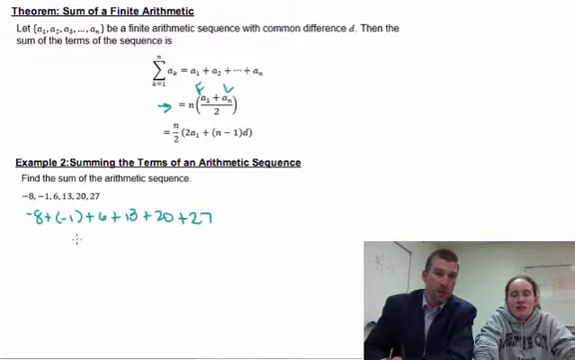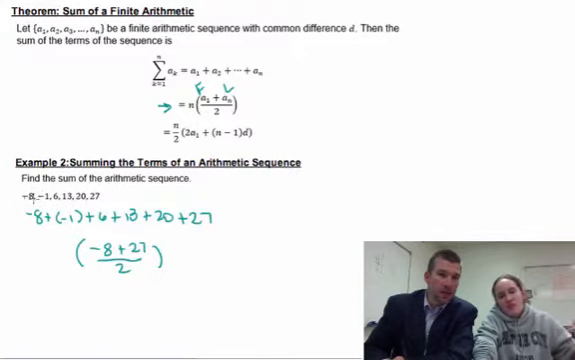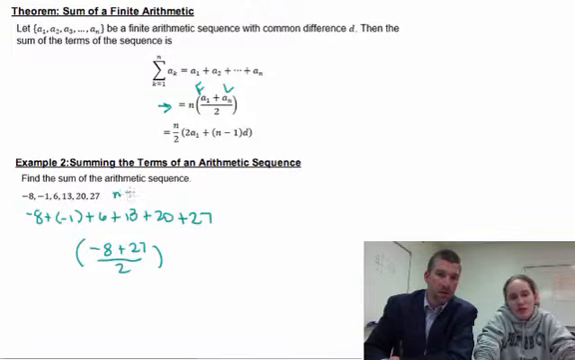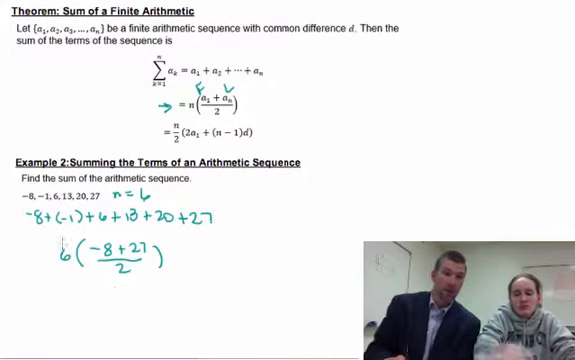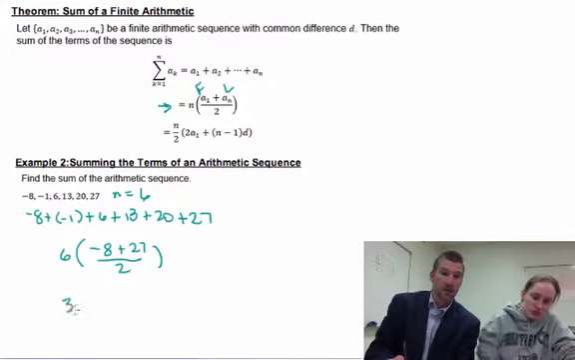So that's going to be -8 plus 27, divided by 2, and then we need to know the number of terms: 1, 2, 3, 4, 5, 6. So that's what goes in front, times 6. Then when you do this math, you're good to go. So 3 times 15, I get 45.